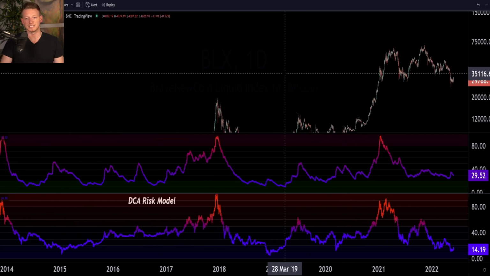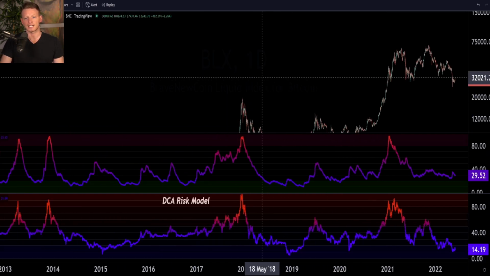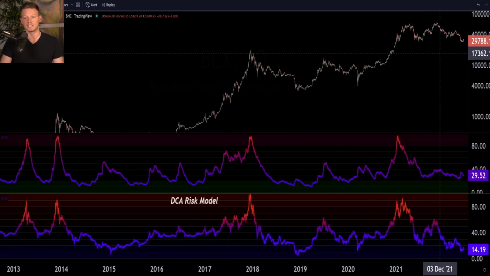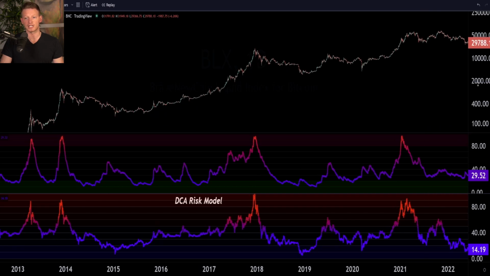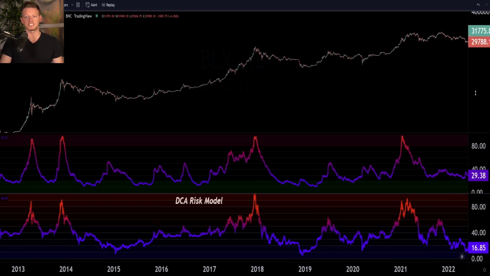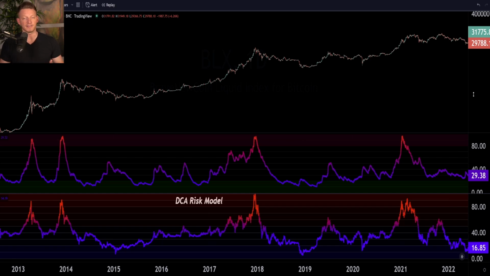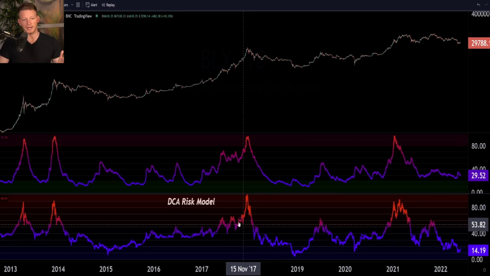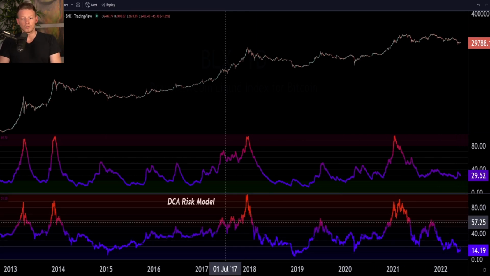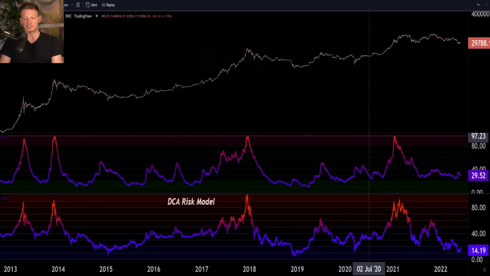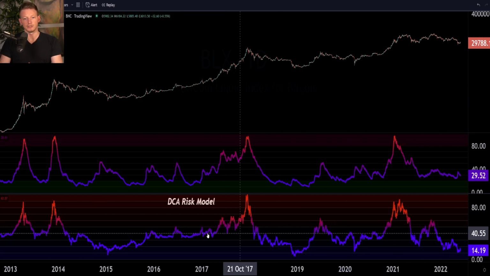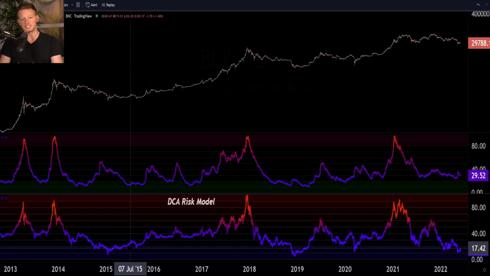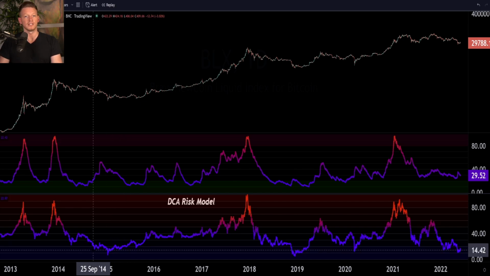So this DCA index risk model accounts for a lot of this variation in the market, but it does so in a way such that we're able to still identify where market cycle peaks or bottoms will occur based on all of the data that we have dating all the way back to 2010. Right now with the DCA index risk model, we're trading at around 15. And you'll see that historically, this is a rather low level for the model.